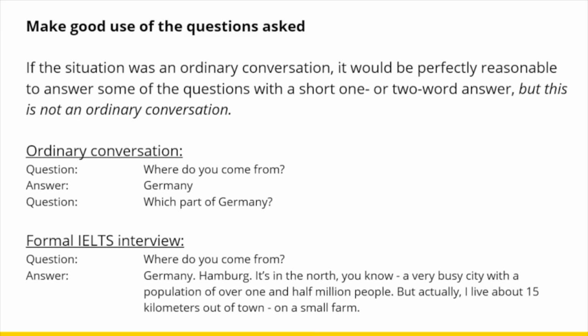So for example, if your examiner asks you, where do you come from? And you say Germany, it's not a great idea. You have to make sure you give a complete response. For example, Germany, Hamburg, it is a very busy city in the north with a population of over 1.5 million people. But actually, I live about 15 kilometers out of town on a small farm. As you see, this answer gives a lot of information and it's very complete, so that lets the examiner test your speaking ability, and that's what you should try to do.